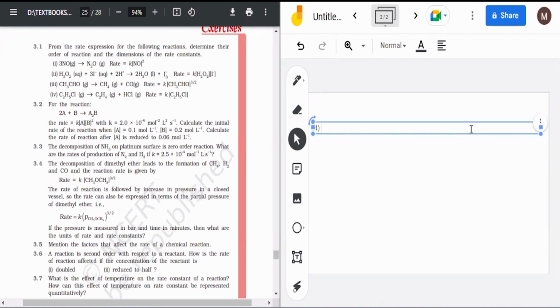Okay, so we were asked for the unit of rate. We know that rate is equal to concentration upon time. But here we are given that our rate is measured in terms of pressure, since it is given that the rate of reaction is followed by increasing pressure in a closed vessel, so the rate can also be expressed in terms of partial pressure.